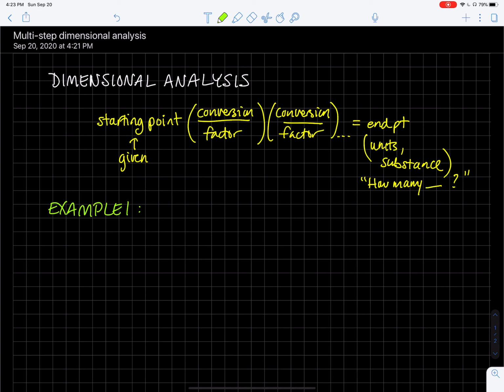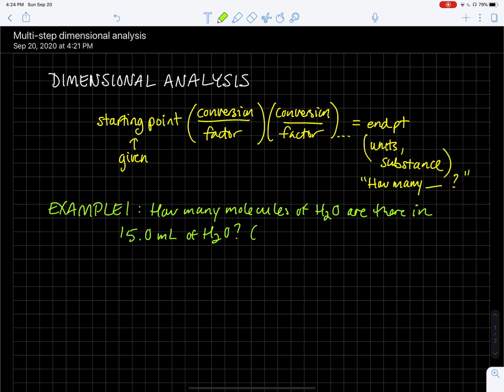So example 1 is how many molecules of water are there in 15.0 milliliters of water. And as is often the case, I'm going to provide a little more information here, which is the density of water at room temperature, because it changes, by the way, is 1.01 grams per milliliter.